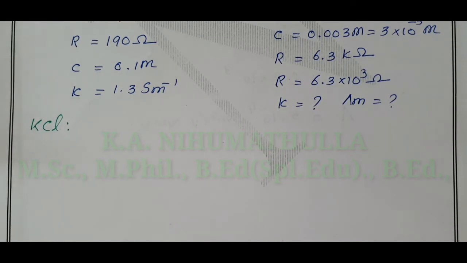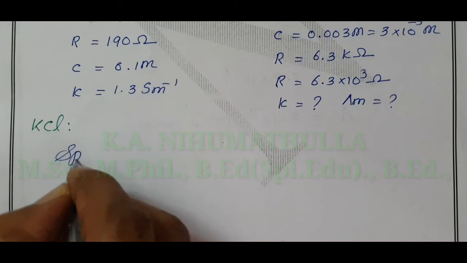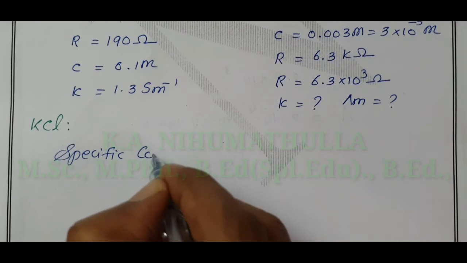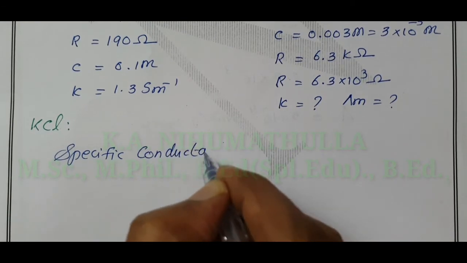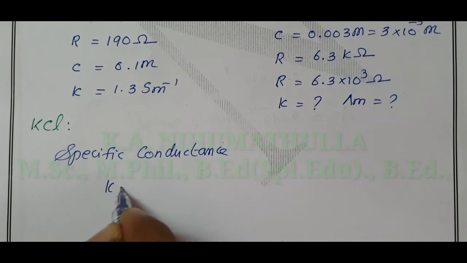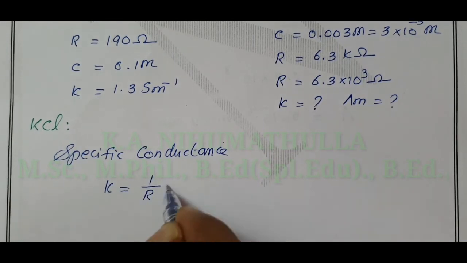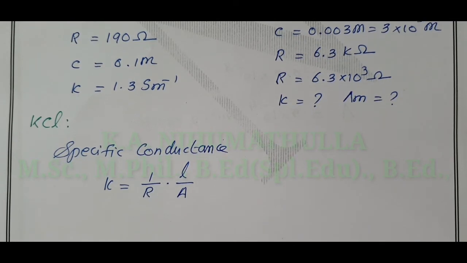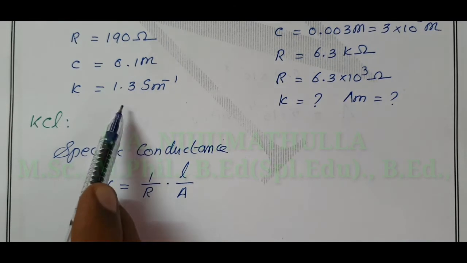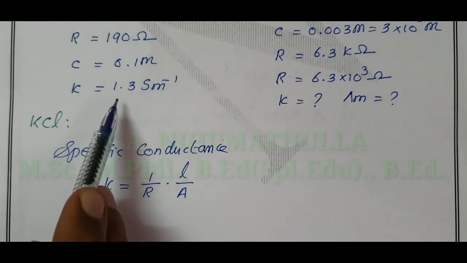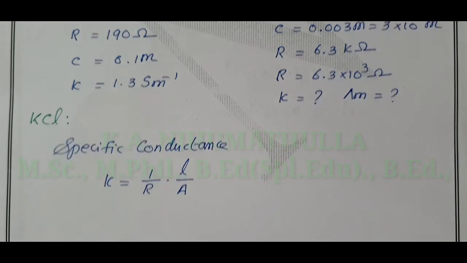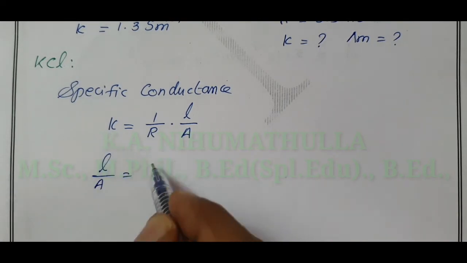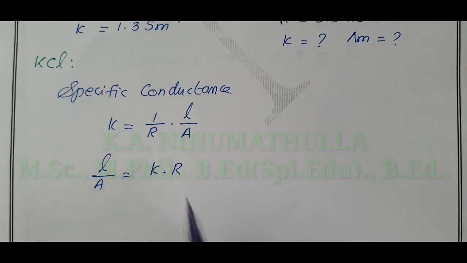Specific conductance kappa is equal to 1 by R into the cell constant L by A. For the potassium chloride solution, our kappa value is given, the R value we know, so we can calculate L by A. L by A is equal to, bringing the R value to the left hand side, kappa into R.